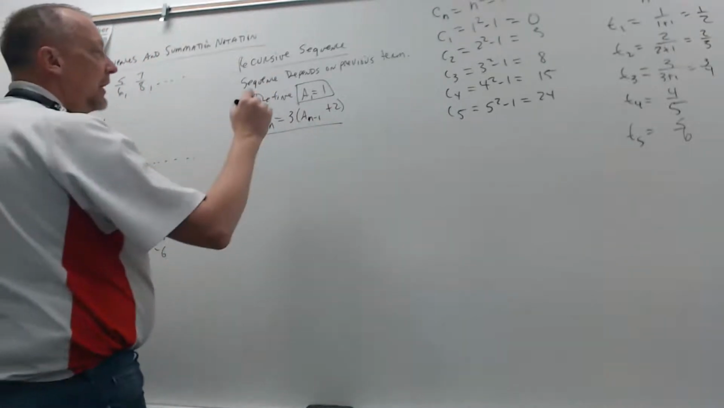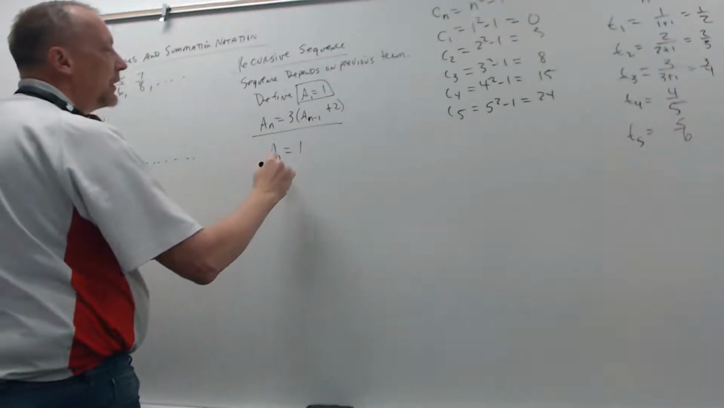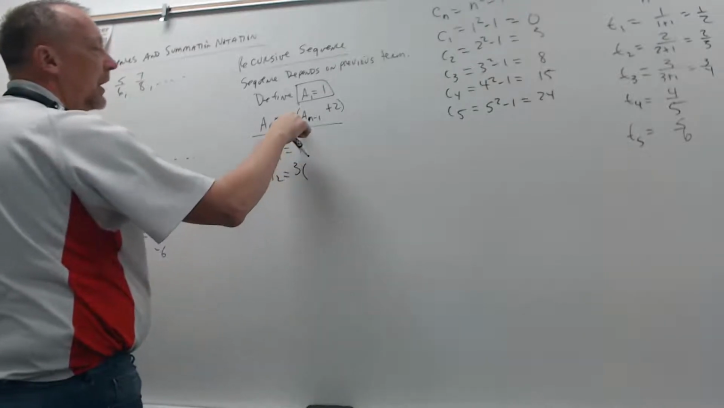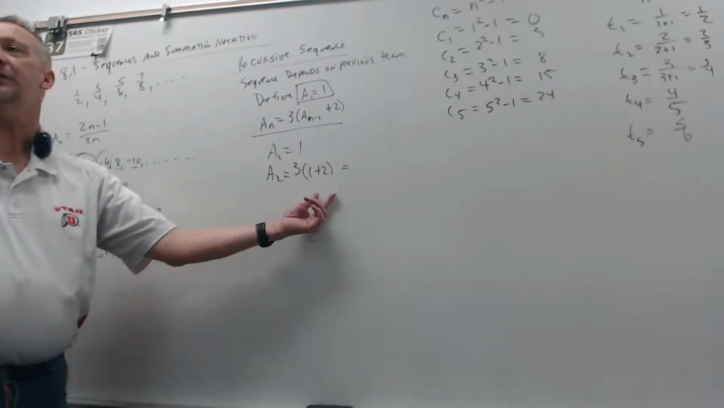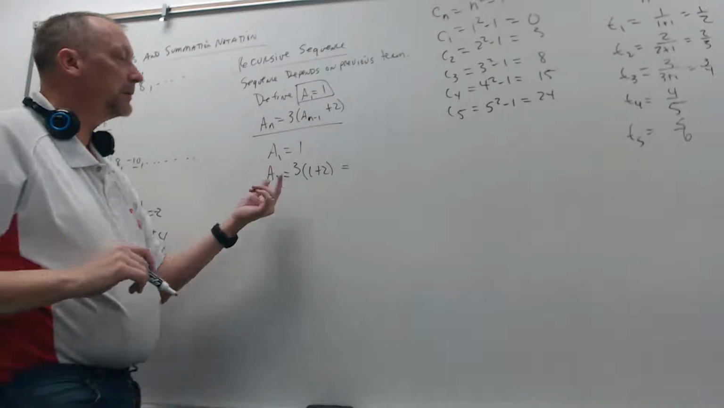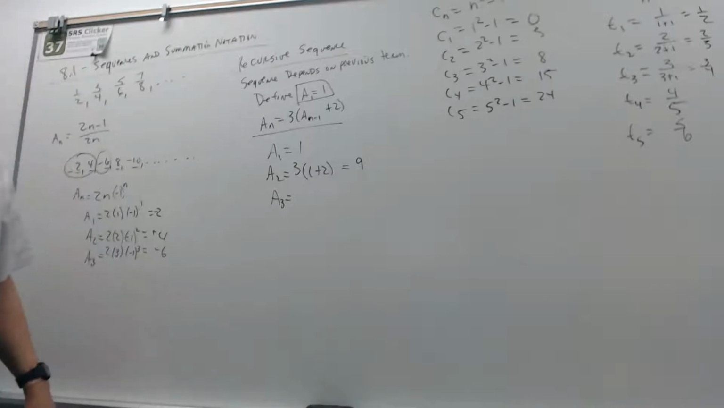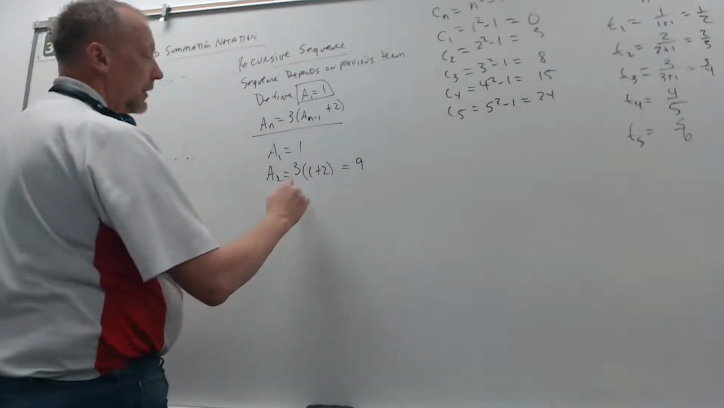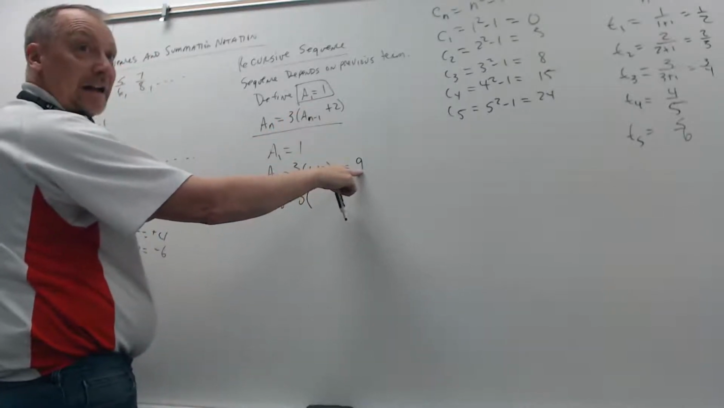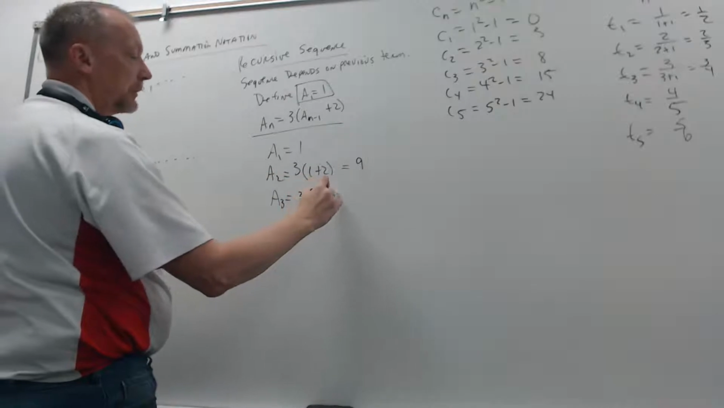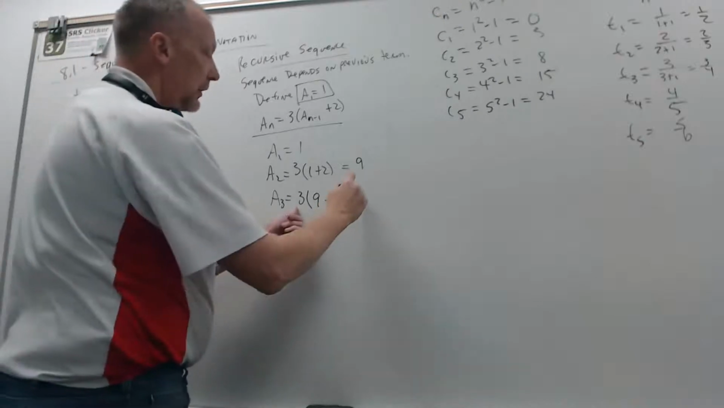In this case, a sub 1 equals 1, because I defined it that way. A sub 2 is going to equal 3 times the previous term, which is a sub 1, 1, plus 2. So 1 plus 2 is 3, times 3 is 9. A sub 3 is what, Victor? Take 3 times your previous term, which is 9, plus 2. 9 plus 2 is 11, 11 times 3 is 33.